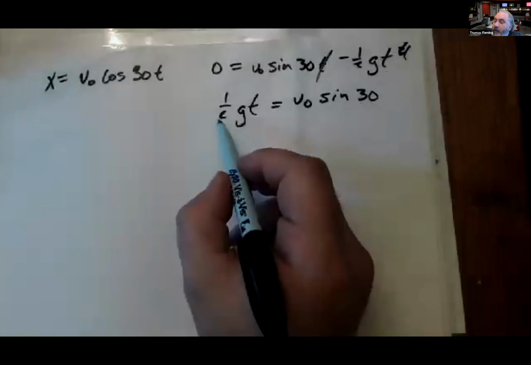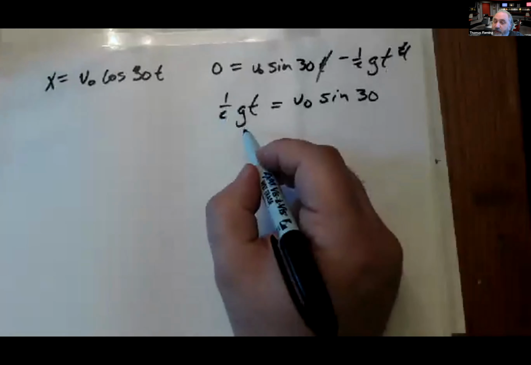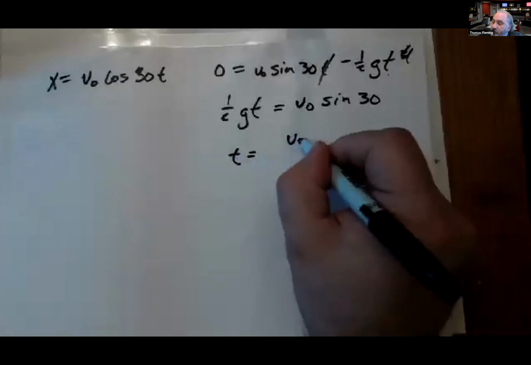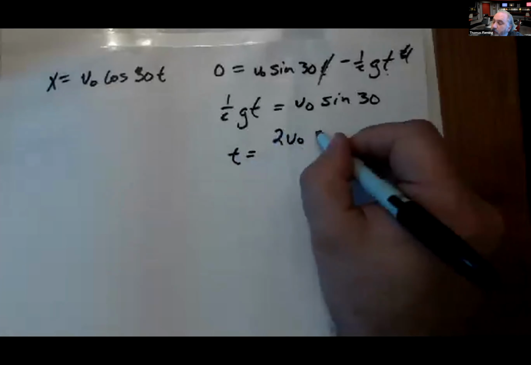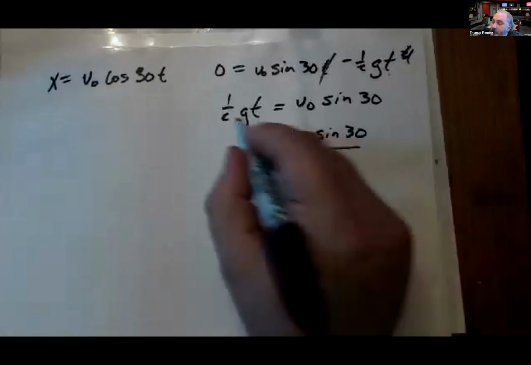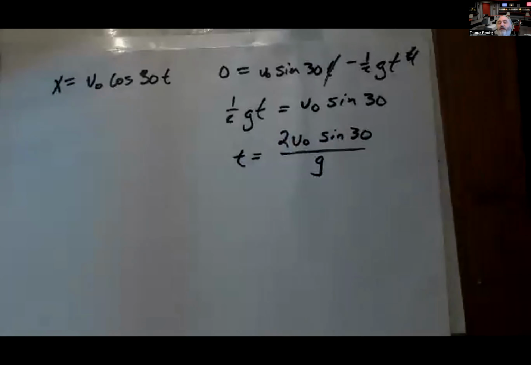I'm going to multiply both sides by 2. That'll get rid of the 1/2. I'll divide both sides by g. That'll get rid of the g. So I'll have t is equal to v initial times 2 sine of 30 divided by g. So I've just solved that for t.